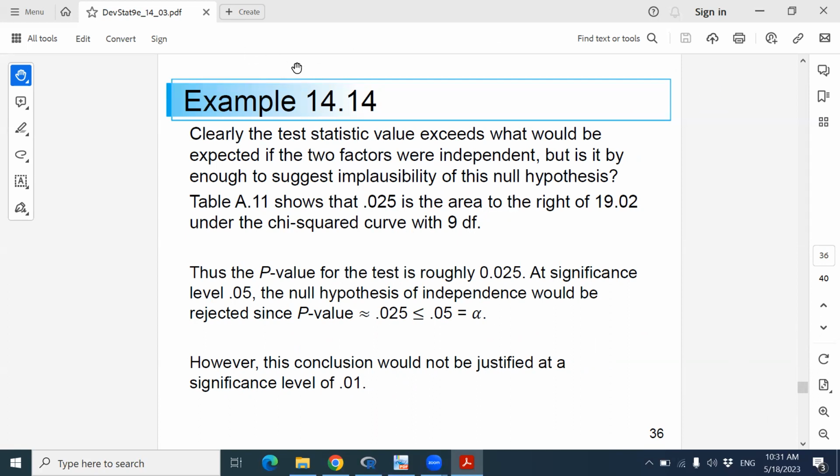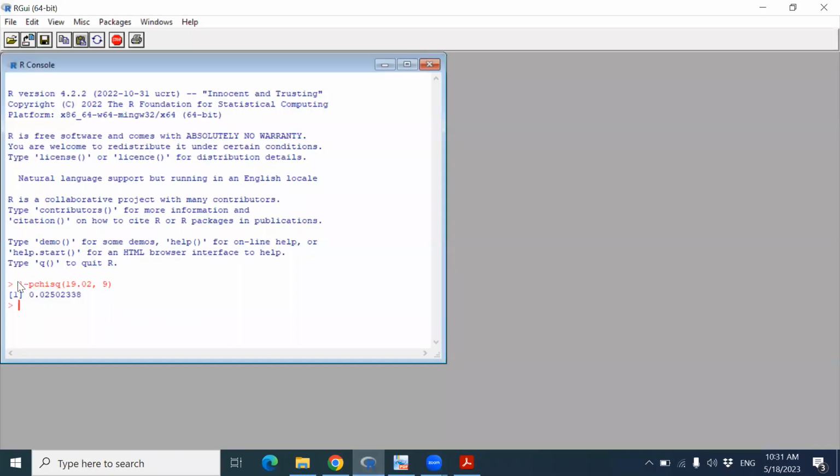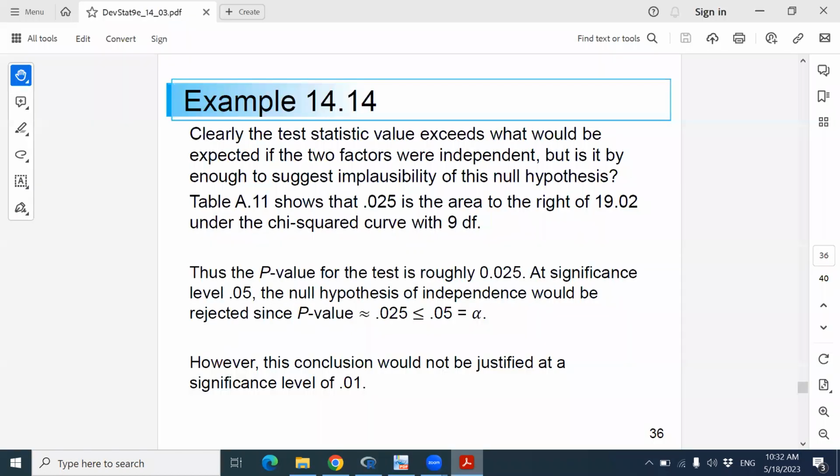You can either use the table or otherwise you can also use R to compute it. If you use R, it's 1 minus pchisq, and then the statistic value 19.02, and then you put the comma and the degrees of freedom afterward. So that gives us the p-value. In this case, 0.025.